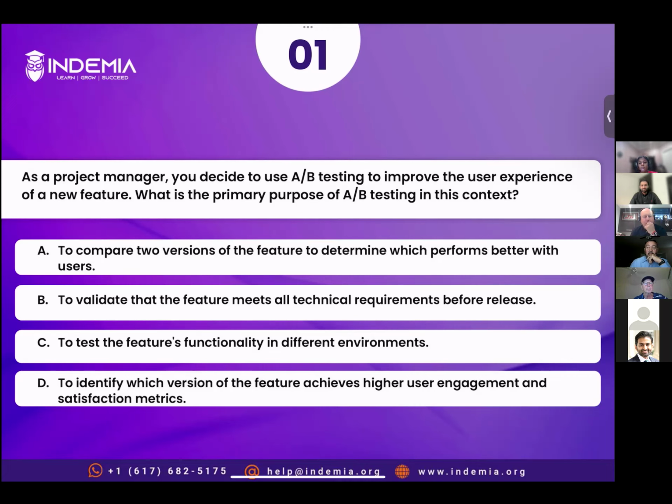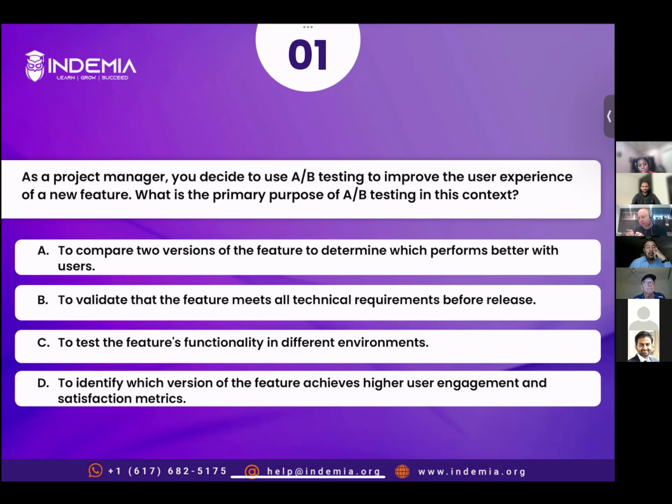All right. Robin, you have chosen option A. Yes, as far as I can remember, option A is clearly the purpose of A/B testing. B is completely out of it. And maybe C and D were a bit closer, but I felt that A was the closest.